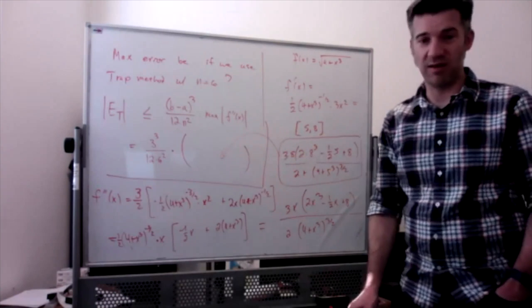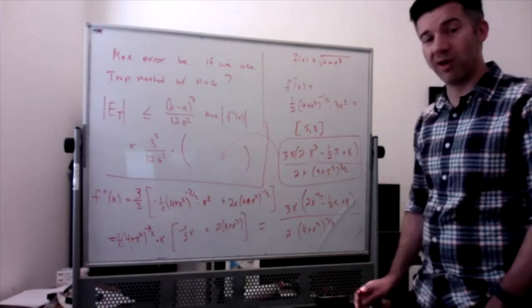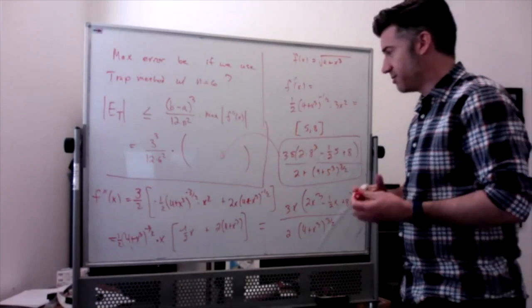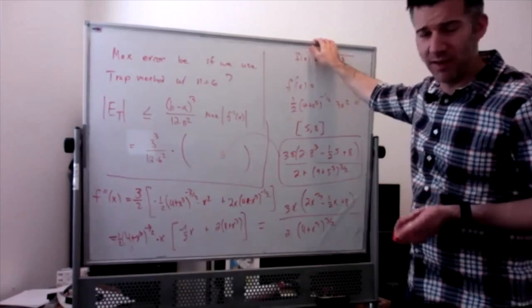And then that would be the upper bound of the error. This was a poor example. Sorry about that. I thought it looked like a good function, but it was clearly not a good function.